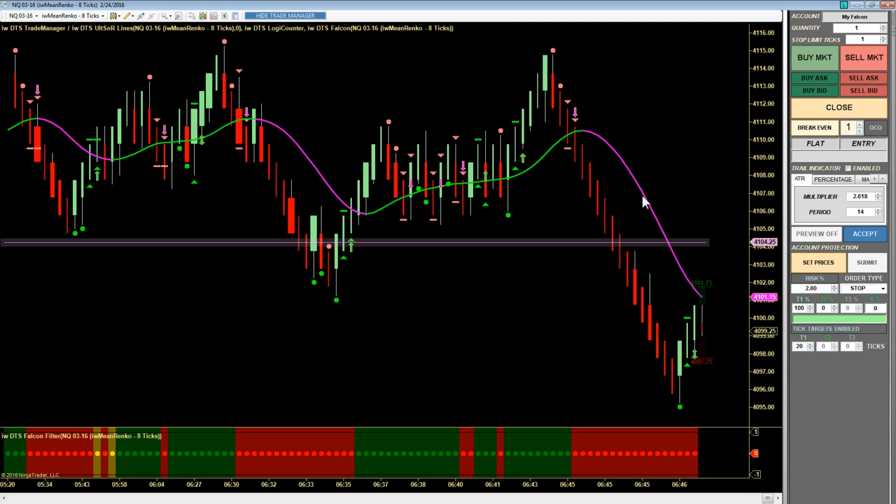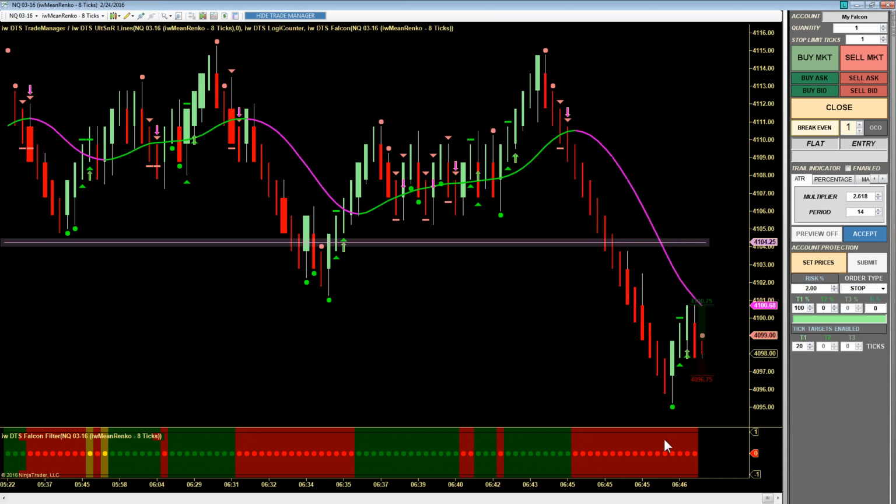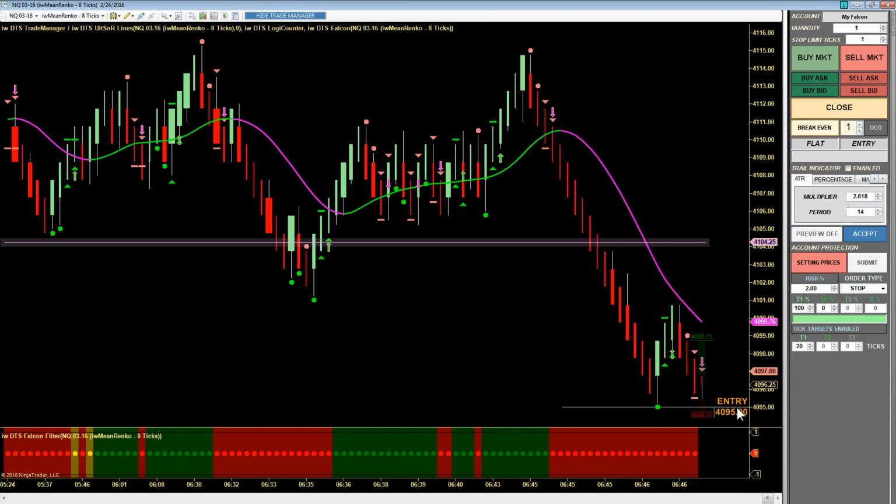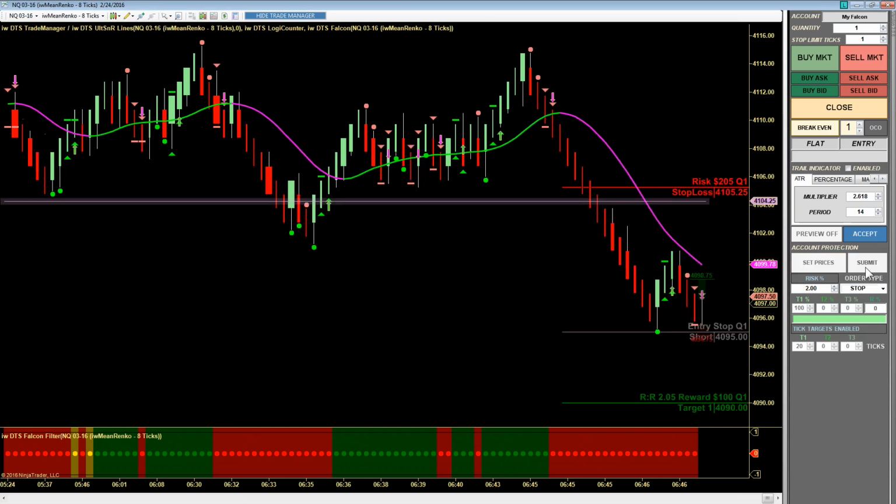So right now we've got a red trend line, so we're going to wait for a red signal to develop. And we're going to want that to be in sync with our red filter as well. So here you see we're getting the warning dots, and the signal is going to print right there. I'm going to take it just a couple ticks further below the low.